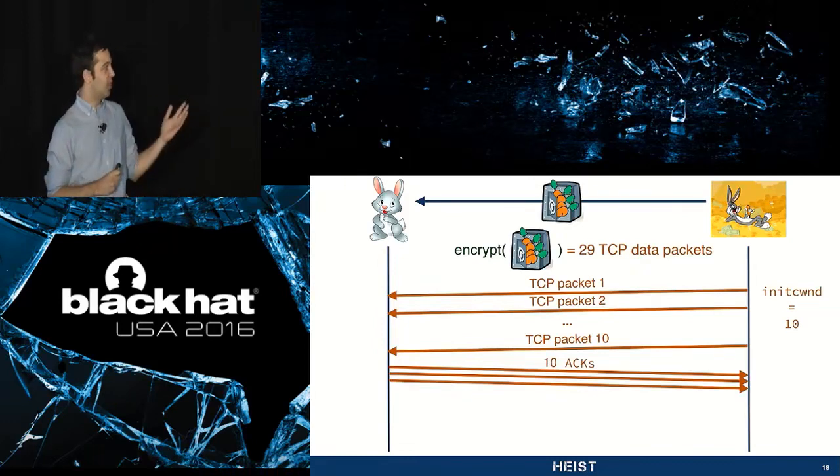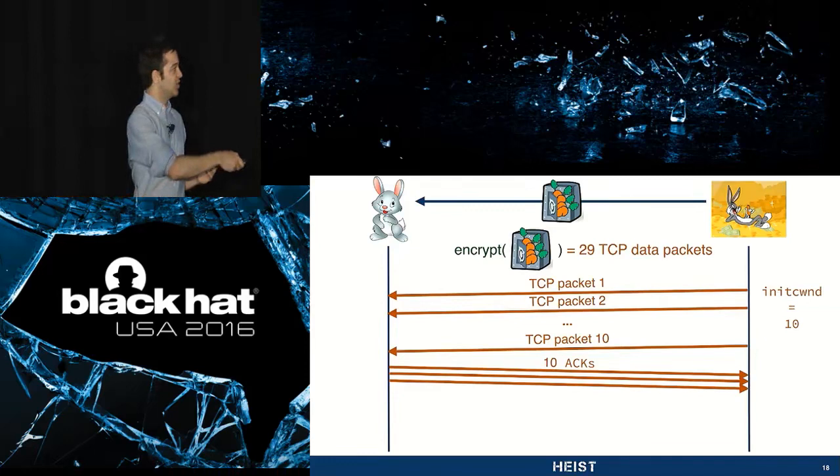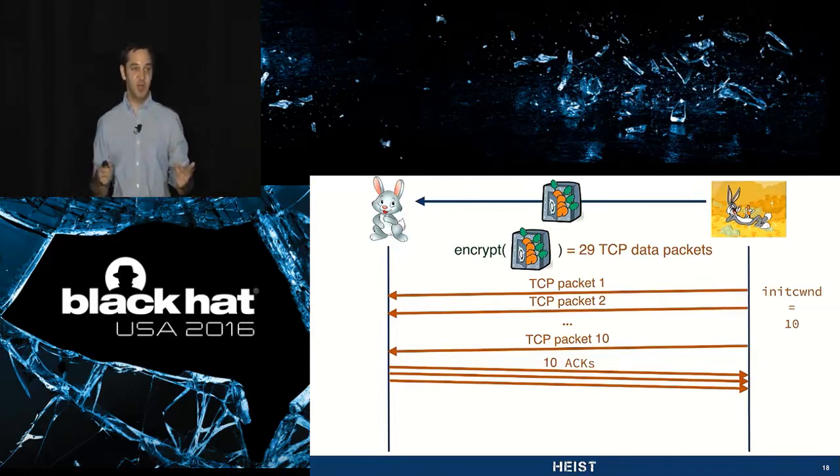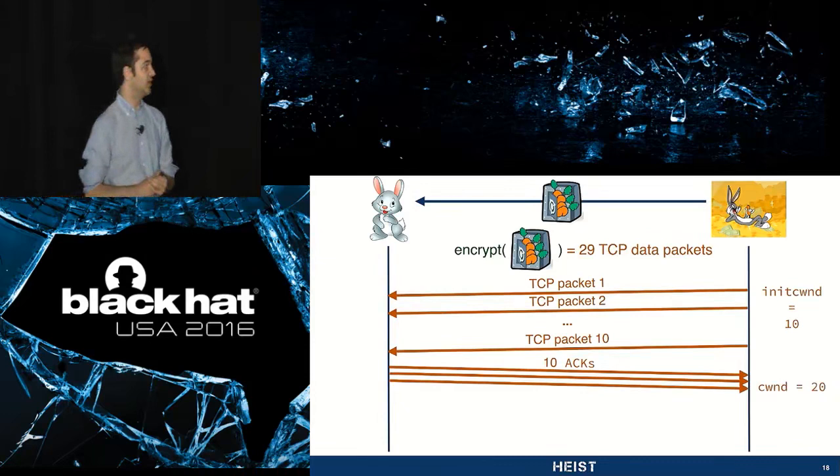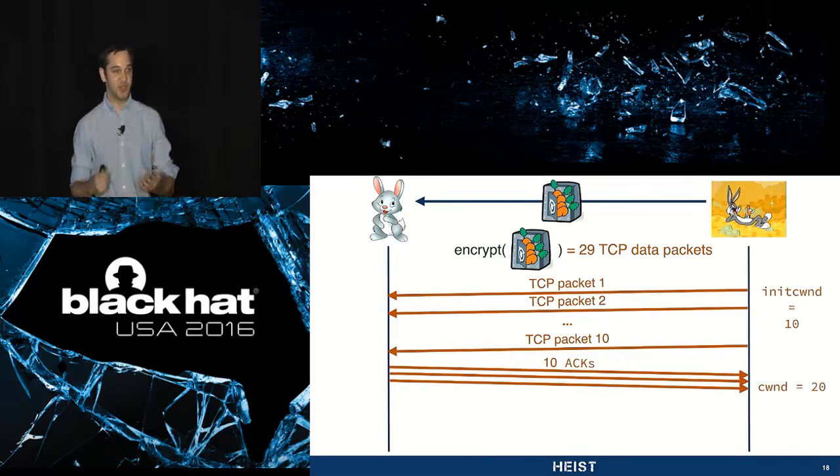And the interesting part here is that for every acknowledgement that is received, the server will increase its TCP window by 1. So previously the TCP window was 10. Now we are receiving 10 acknowledgements, so we have 10 plus 10. Our TCP window is now 20. And now the server can send the remaining contents of the vault.